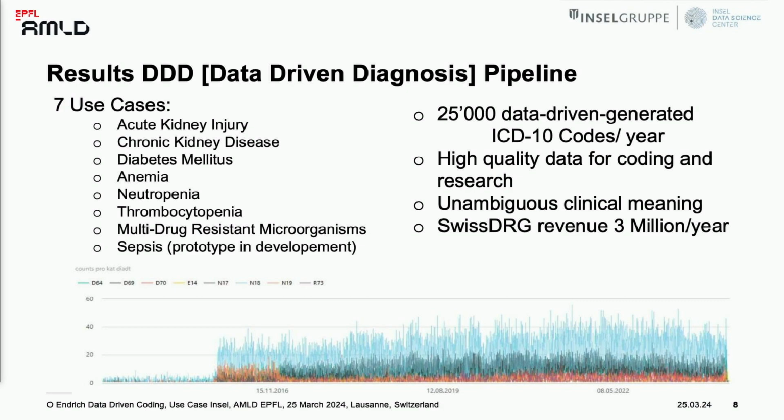We generate roughly 25,000 data-driven codes per year. And the main achievement is actually a high quality of data for coding and also for research. What we can achieve is unambiguous clinical meaning of this data. If you have an ICD-10 code for kidney injury, it's derived according to the lab results and usage of international guidelines. And we also can ensure Swiss DRG revenue, roughly 3 million per year, just by assuring the correct and complete coding of our cases.